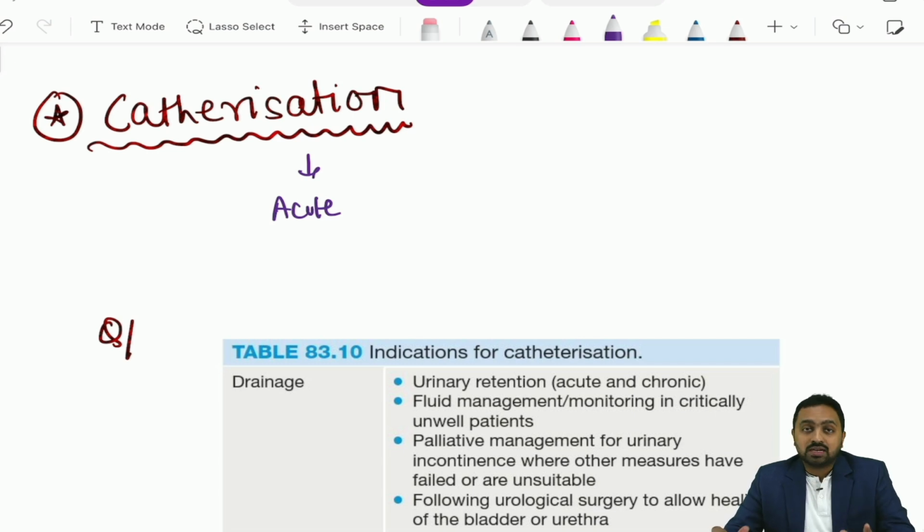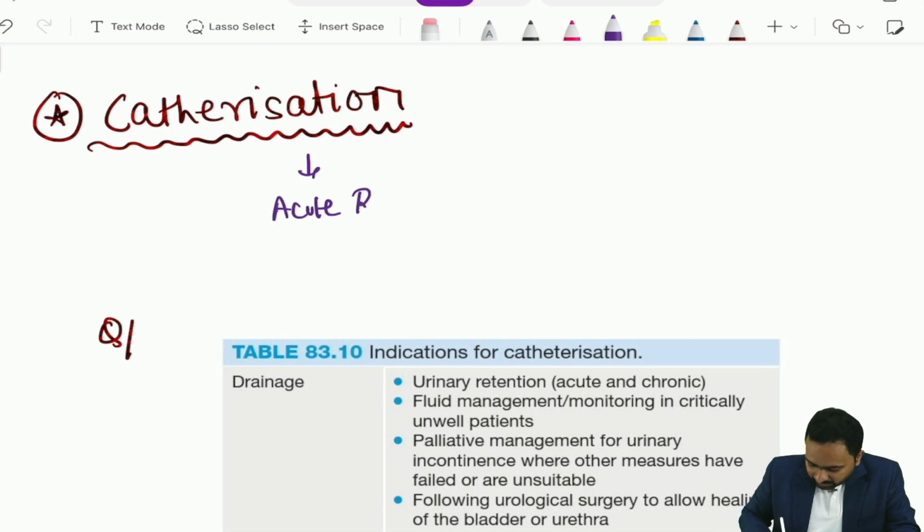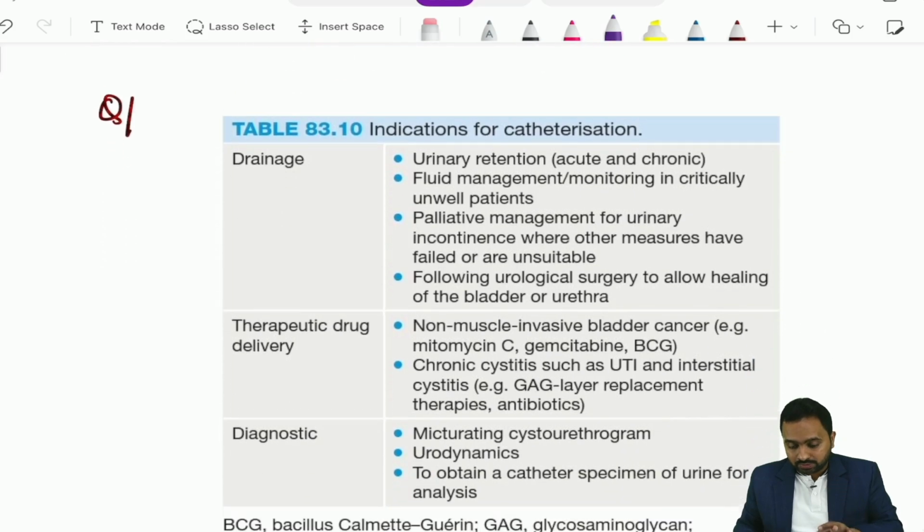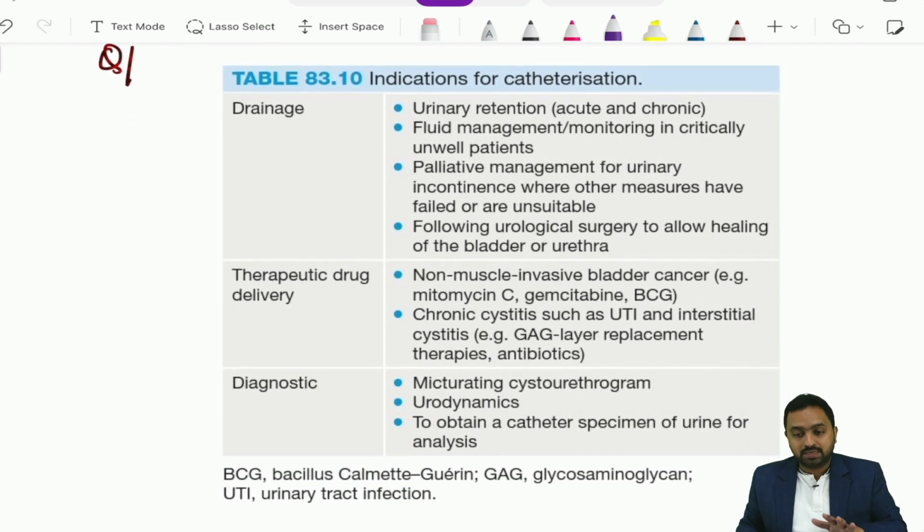As an intern or a final year student, you must be expected to observe or at least do one or two procedures during your internship. So catheterization is your treatment in any case of acute retention of urine. For the various indications for catheterization, I have included this table from Bailey and Love.